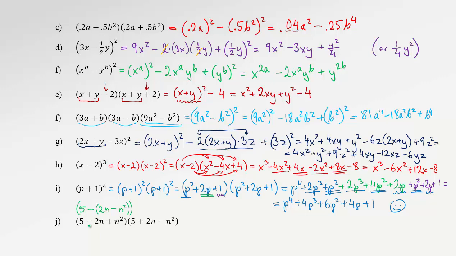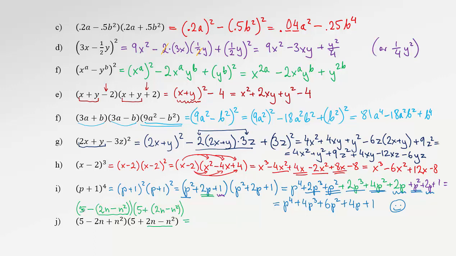How may this help me? Well, now I see 5 is the same, and this expression in the bracket is exactly the same. Okay, so we can treat the second bracket as 5 plus something, and the something is 2n minus n squared. So treat this like one term. This way we can apply difference of squares in order to perform this multiplication in a more efficient way.